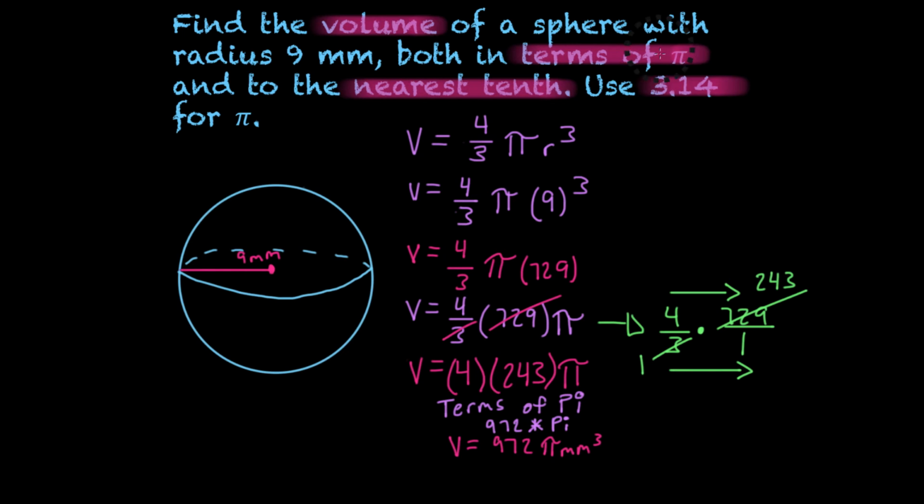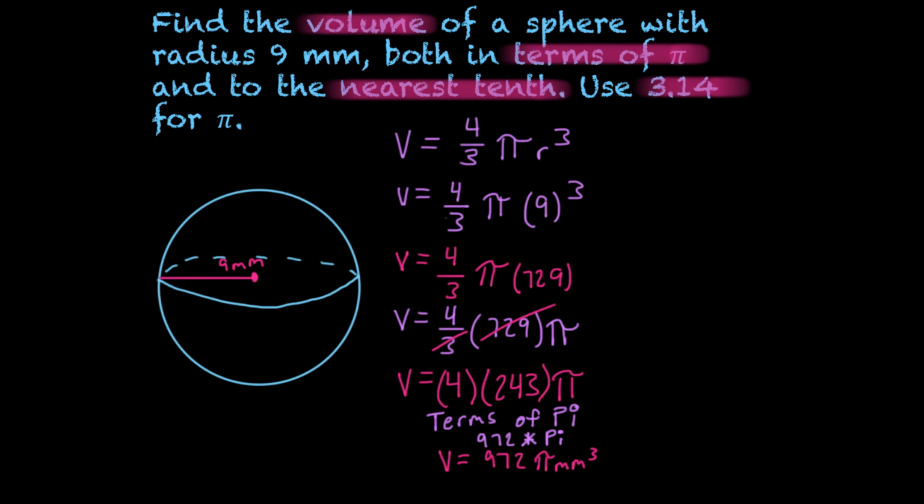Alright, so I've solved in terms of pi. My next step is to move on and find the volume to the nearest tenth. I'm going to get rid of this information. So it looks like the screen might have jumped a little bit, but not a big problem. I'm going to take 972 and multiply by pi now. So now I have volume, V, is equal to 972, wrapped in parentheses, times 3.14 for pi.